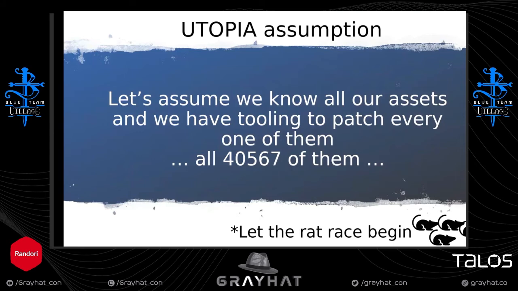Let's have this utopian assumption that you actually know all your assets, that you actually have a program to patch them all, 40,567 of them. And then it's just a matter of a rat race, especially when you have a few high or critical vulnerabilities in one week. In which order are you going to patch? How are you going to decide which one you patch first if your patch manager can just run all of the same category at once? How are you going to test? Where are you going to put your efforts? Let's go to the last slide.